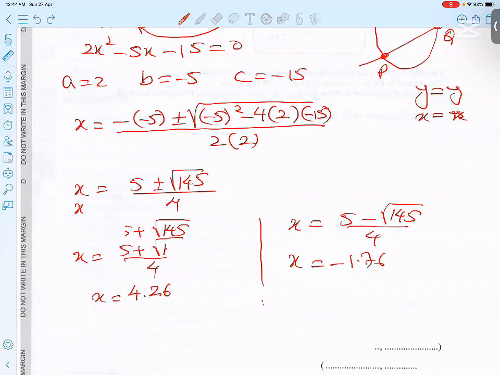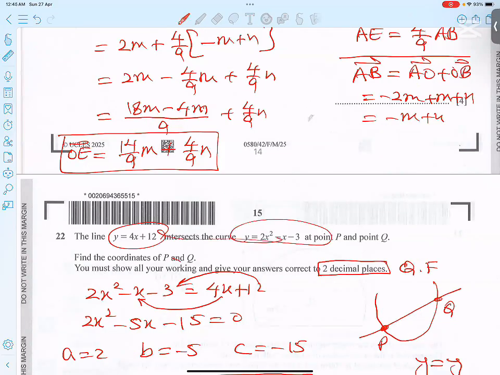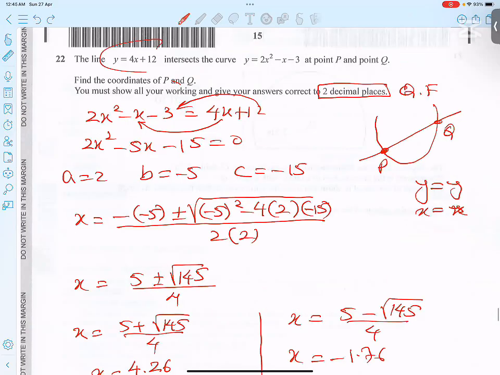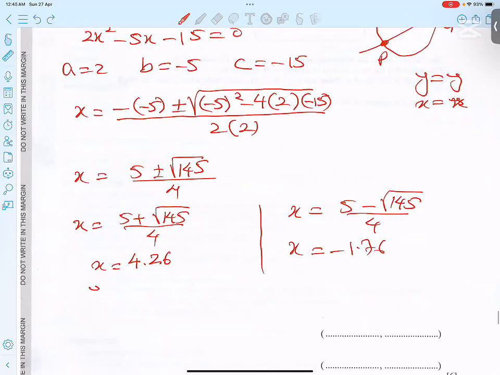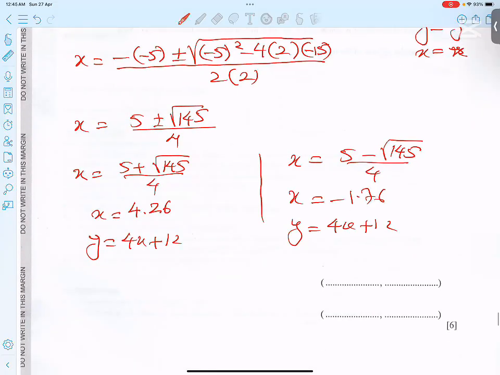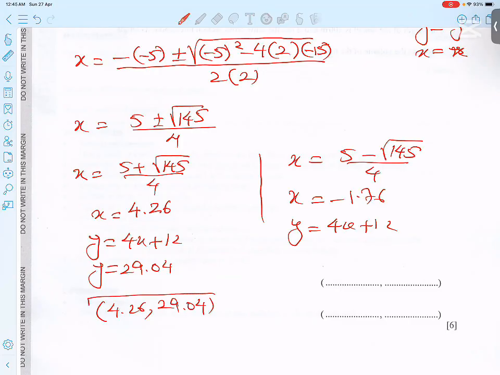And both x values you will plug into either this equation or this equation. I think it's better to plug into this one: y is equal to 4x plus 12. So when I plug in this value here, what happens, students? 4 times 4.26 and plus 12. So my first answer turned out to be 29.04. So the first answer is 4.26 and 29.04.